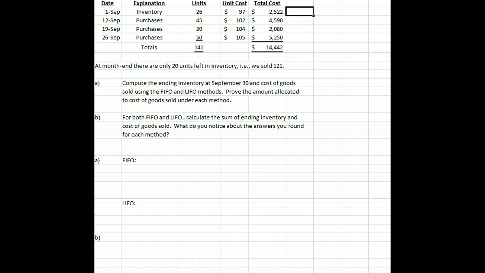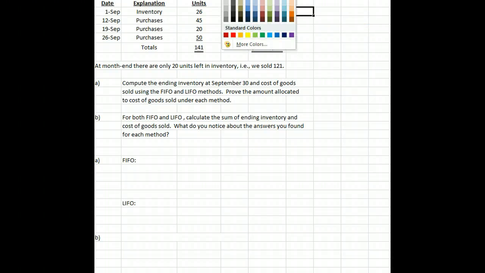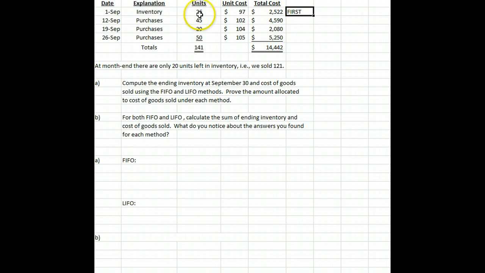Alright, FIFO means first in, first out. We assume the first boards we bought were the first boards that we sold. Well, we started with these units here. So we assume we sold these, and 30 of these to leave us with the 20 boards in inventory. So under FIFO, the ending inventory must be 20 of these boards that cost us $105. So ending inventory must be 2,100.